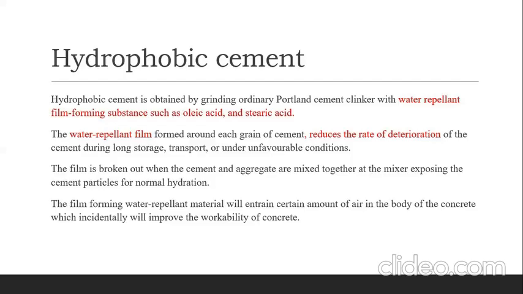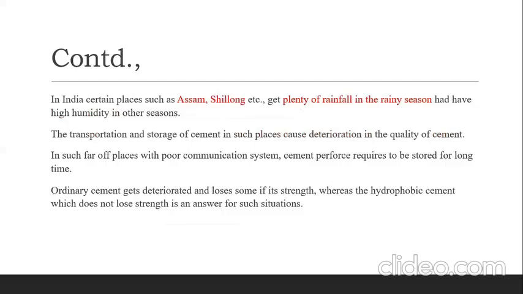During the manufacturing process of cement, this oleic acid or stearic acid will be used, so that during the blending process, these materials will be mingled with all the particles of the cement, so that a layer of water repellent film will be formed around the cement grains. This reduces the rate of deterioration of cement during longer storage periods, especially in regions where you can expect a higher amount of rainfall, such as Assam and Shillong, where these regions will receive plenty of rainfall in the rainy season. During this time, normal cement cannot be stored for a longer period. So hydrophobic cement is the best choice for this type of location.